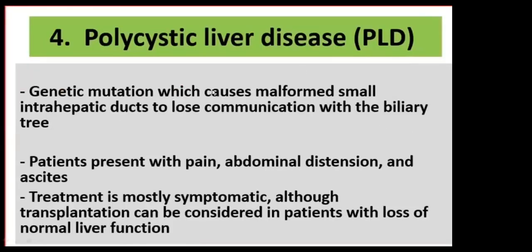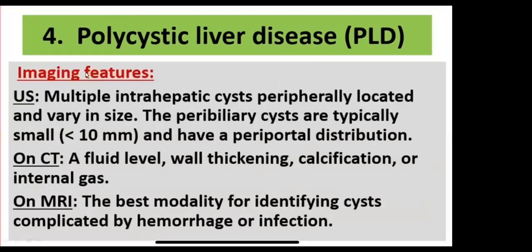And polycystic liver disease: a genetic mutation which causes malformed small intrahepatic ducts to lose their communication with the biliary tree, usually presenting with pain, abdominal distension, and ascites. Treatment, if symptomatic; transplantation may be considered in patients with loss of normal liver function. By imaging, this is important. Multiple intrahepatic cysts, peripherally located, vary in their size, and the peribiliary types are usually small, less than 10 mm, and have perifocal distribution. On CT, you can see fluid level, wall thickening, calcification, or internal gas.